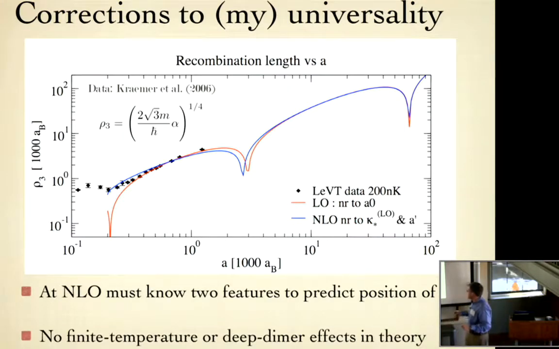I should add that this plot shouldn't be taken as a prediction for what you're going to measure if you go out this far in A, because I haven't included the kind of finite temperature effects that can be calculated in either hyperspherical formalism or in effective field theory. And I haven't included deep dimer effects. This can be done. It just hasn't been done here because what I was focusing on was the positions of the features.